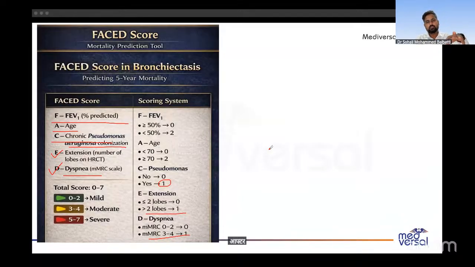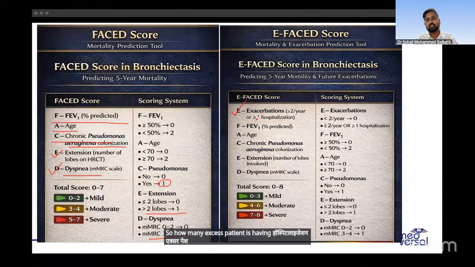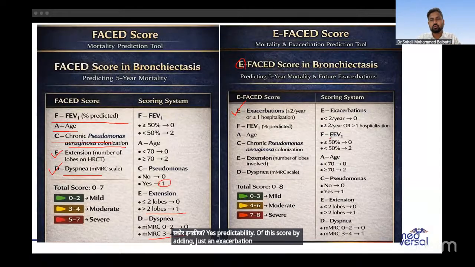After that, there was an update in this score, because the one factor which we missed in this score, which has contributed more towards the mortality, was exacerbation. So how many exacerbations the patient is having in a year, or how many hospitalizations due to exacerbation, was added, and it became the E-FACED score. So this has increased the predictability of this score by adding just an exacerbation history. So if it is more than 2 per year or 1 leading to hospitalization, again, it is the E-FACED score, which is very important for predicting the 5-year mortality.